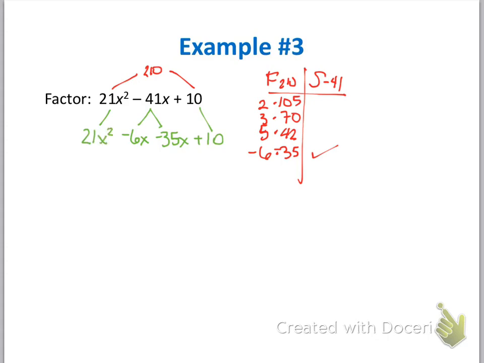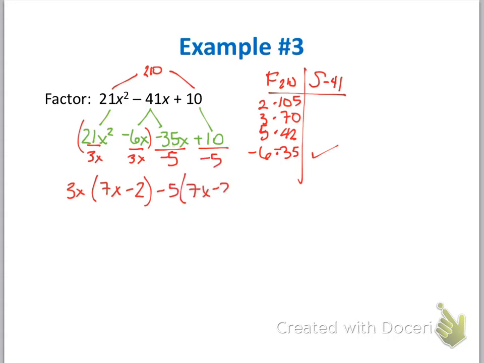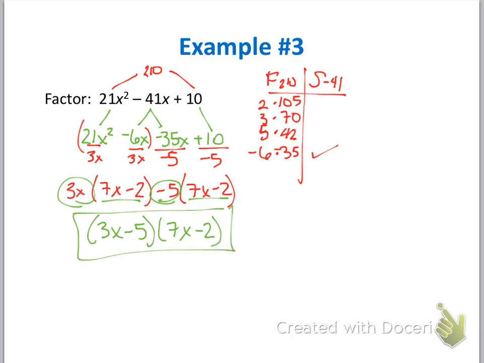Now I can do some factoring by grouping. I can divide by a 3x. That gives me 7x minus 2. Again, I want this to give me 7, so I'm going to divide by a negative 5. Gives me 7x minus 2. These two pieces are the same, so I can smash 3x minus 5, 7x minus 2. Final answer. Remember, if you want to check it, FOIL it, and you should get what you started with.